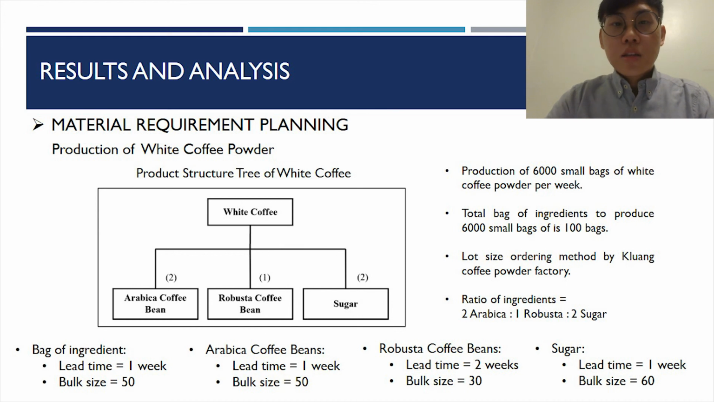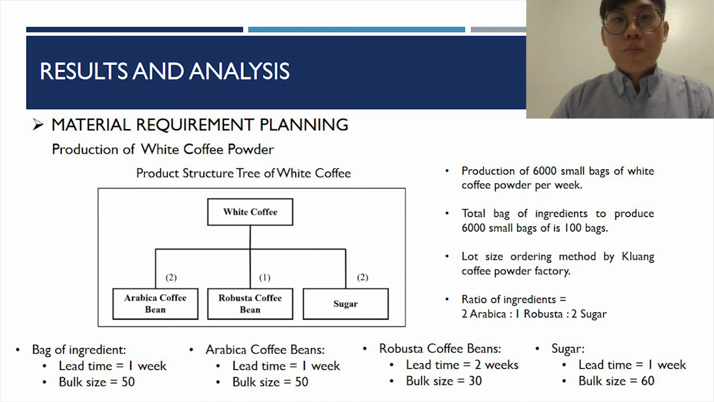After the line balancing, there will be material requirement planning that has been done in the KLUANG coffee powder factory. In order to produce the white coffee powder, a few ingredients are needed in ratio: the Arabica coffee bean takes a ratio of 2, the Robusta coffee bean takes a ratio of 1, and the sugar takes a ratio of 2.